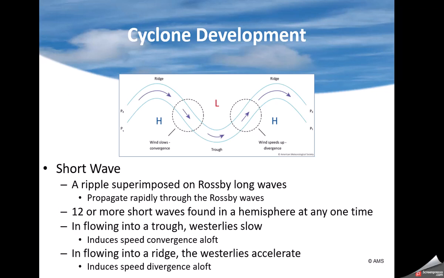Cyclones typically develop... We can look at a wave in the atmosphere, with very strong winds coming in here and here around the trough, but the winds speed up typically on the east side of the trough. That is where the speed divergence occurs. We get divergence aloft. If you have divergence aloft, guess what? You're going to get low pressure at the surface.